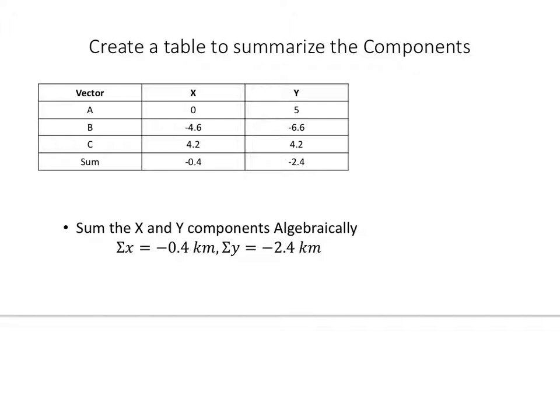Okay, so here all I've done is take those components for A, B, and C and organize them in a table, making sure to keep track of the signs. And then down here, I've taken an algebraic sum of the x and the y components. So I have the result down here. The sum of the x components is negative 0.4 kilometers. The sum of the y is negative 2.4 kilometers.